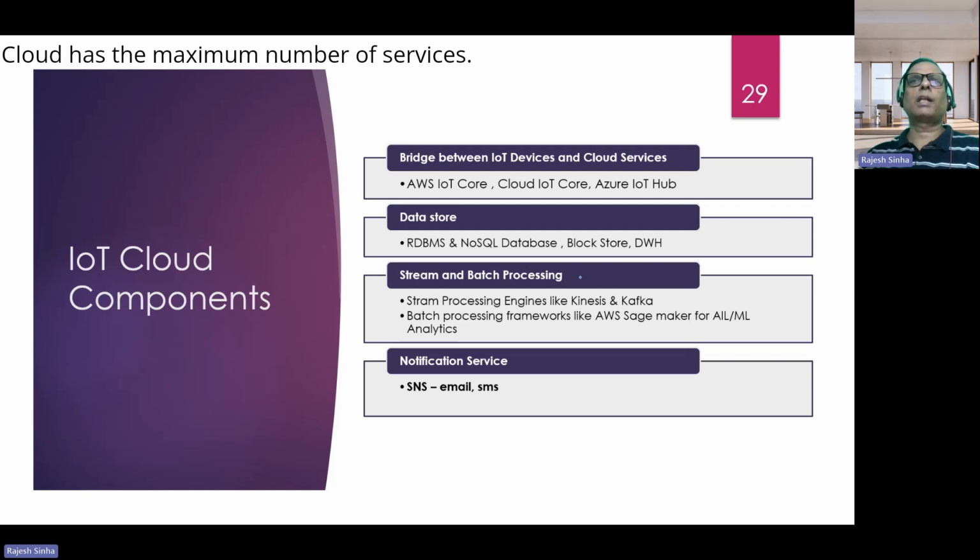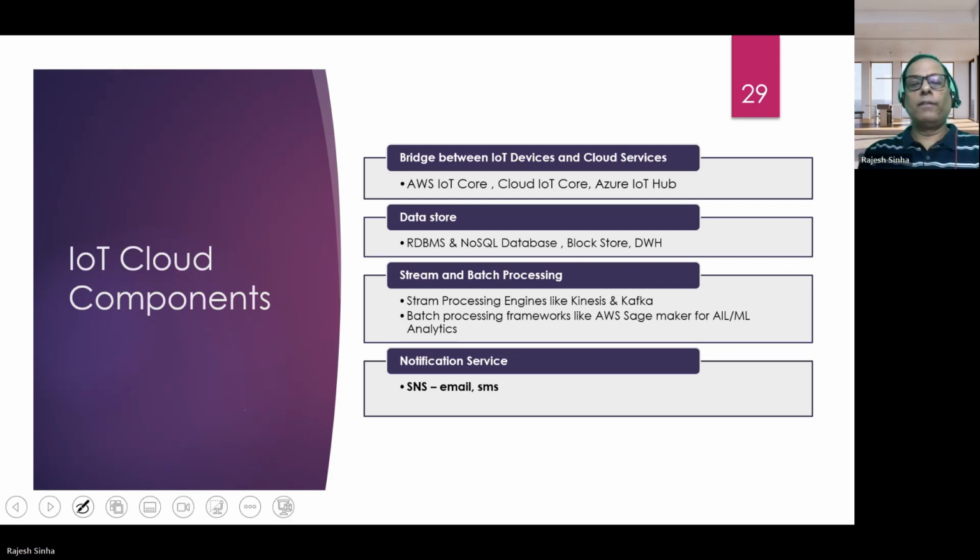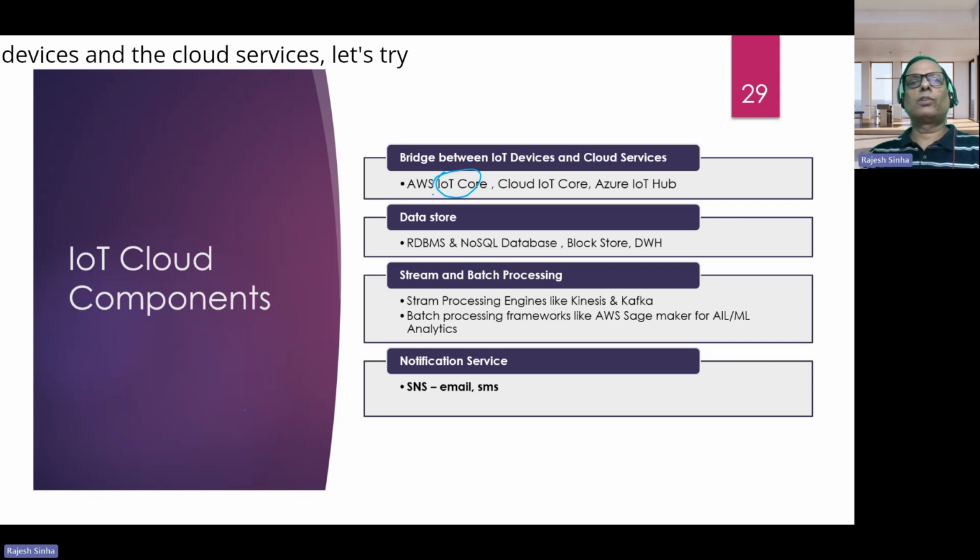AWS cloud has the maximum number of services. It is the most popular one. Even Google Cloud and Azure also have plenty of them. So there is not too much of a difference between AWS, Google and Azure. But for our understanding, we will try to take examples from AWS. We have something called the IoT Core service. IoT Core is the bridge between IoT devices and the cloud services.